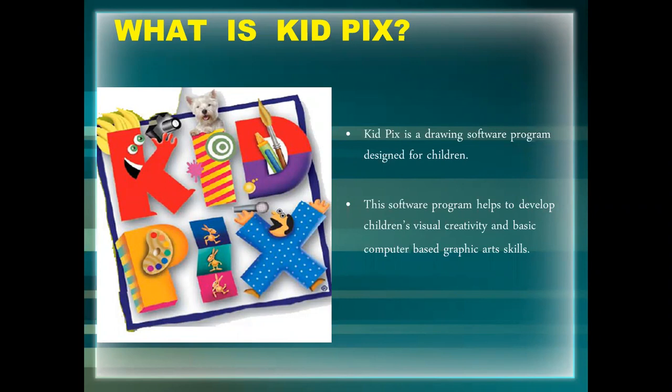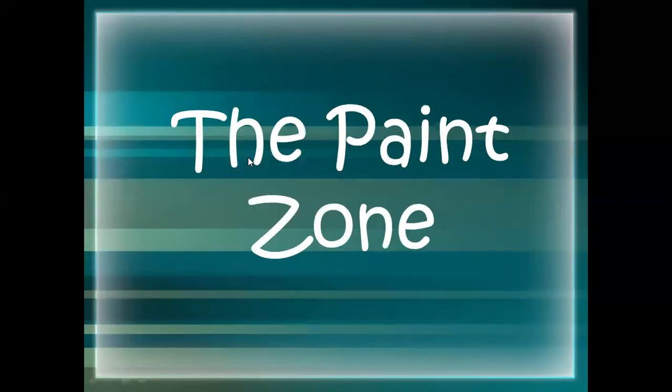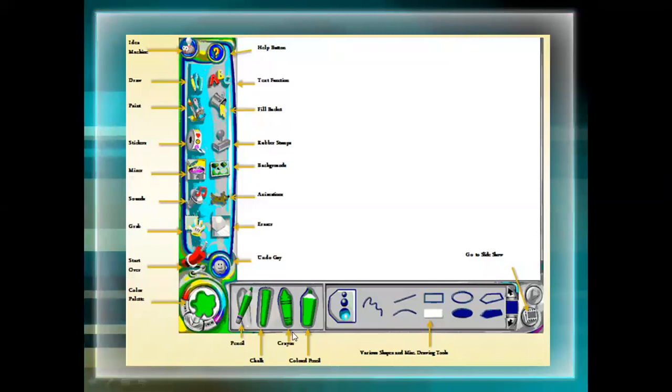Let us learn about the paint window. Let us move to the paint window. This is the paint window. It will open when we open KitPix, in which there is a pencil, chalk, crayon, a color pencil, or we can say a highlighter. And there are different sizes of the pencil that you want.